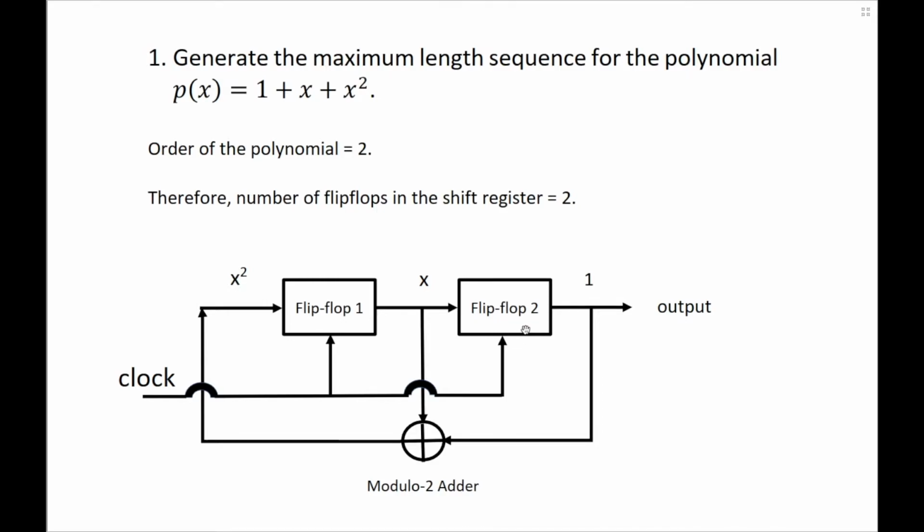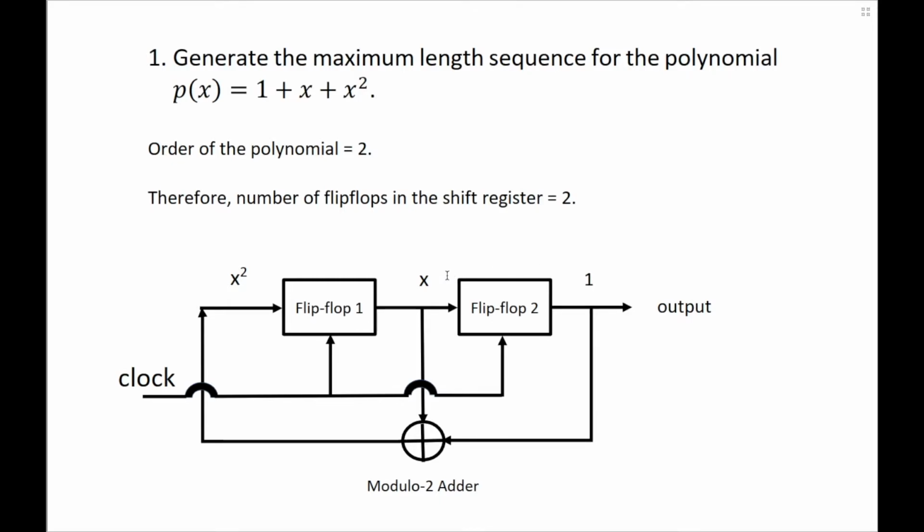After that, I have to label the inputs and outputs of each of the flip-flops from the elements of the polynomial. In one of the conventions, we start by writing the output as 1, which is also equal to x power 0, and then we move left by increasing the power of x. If this is x power 0, this is x power 1, this is x power 2. After writing the labels, I have to write the feedback path.